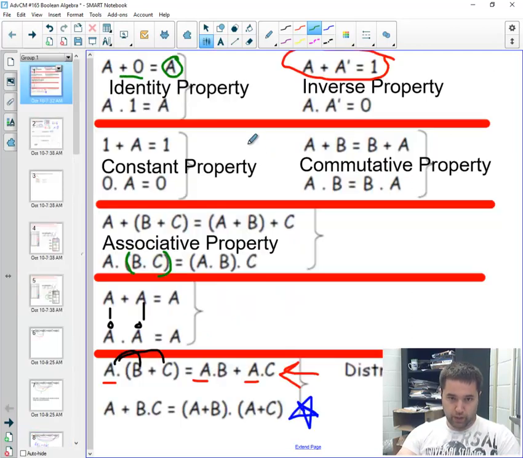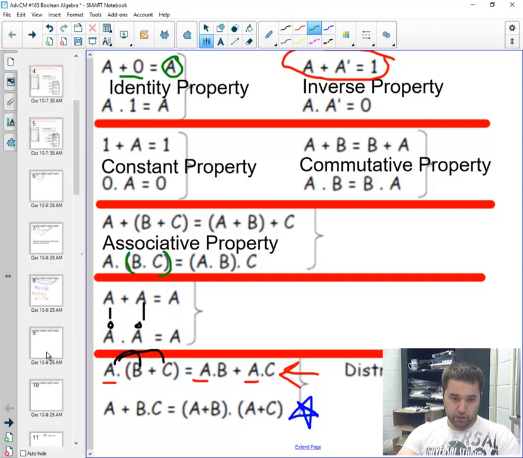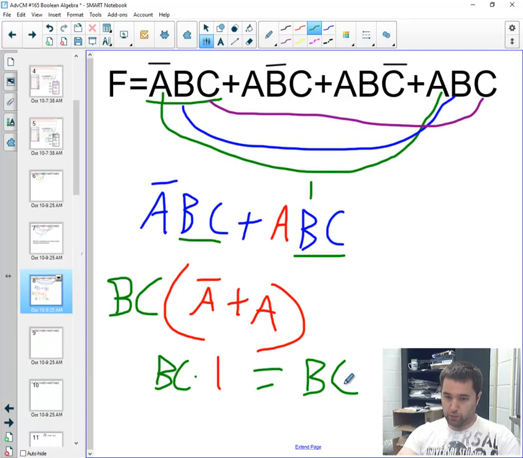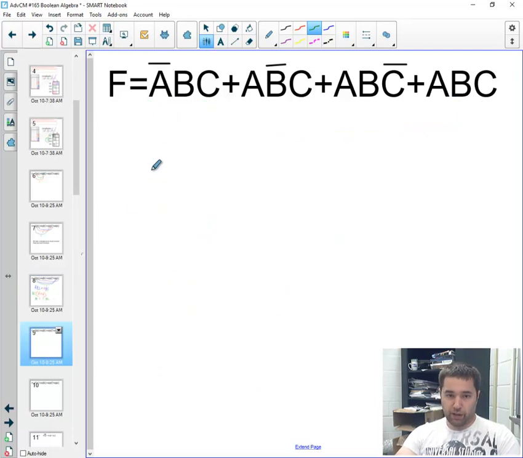The reason why is the identity property of AND gates. A times 1 equals A. BC times 1 equals BC. So now we have this simplified down to BC. So what I'm going to do is I'm going to underline this and write BC. Now we go to the next term.